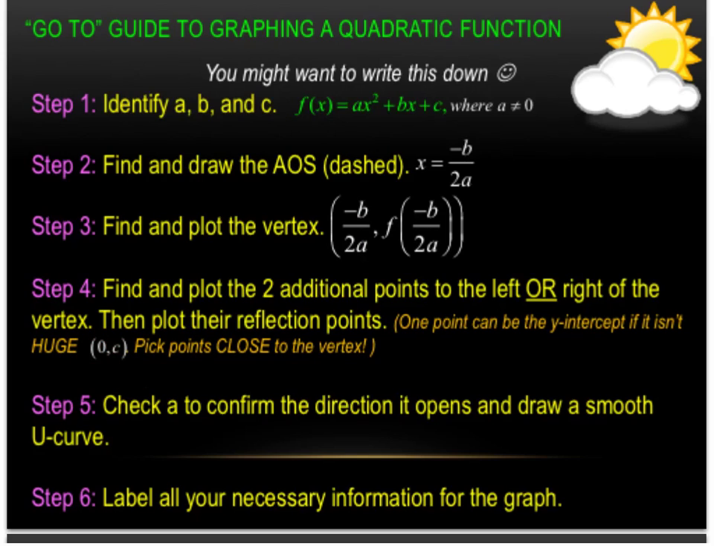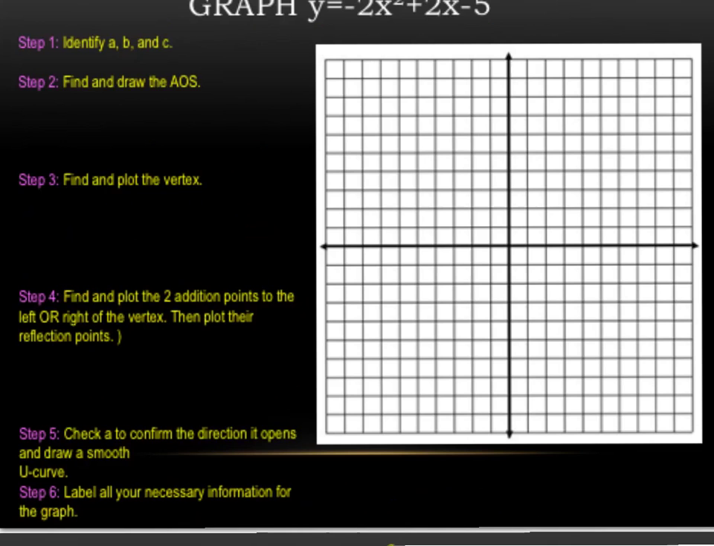Then you check to confirm that you are opening in the correct direction. So you look back at A: if A is positive, you're going up; if A is negative, you're going down. You're going to label all your necessary stuff, right? So you label your 5 points, you label your AOS, your axis, your function, everything's perfect. And then, voila, we have a beautiful, wonderful graph of a parabola. Alright, so let's go ahead and graph this guy.